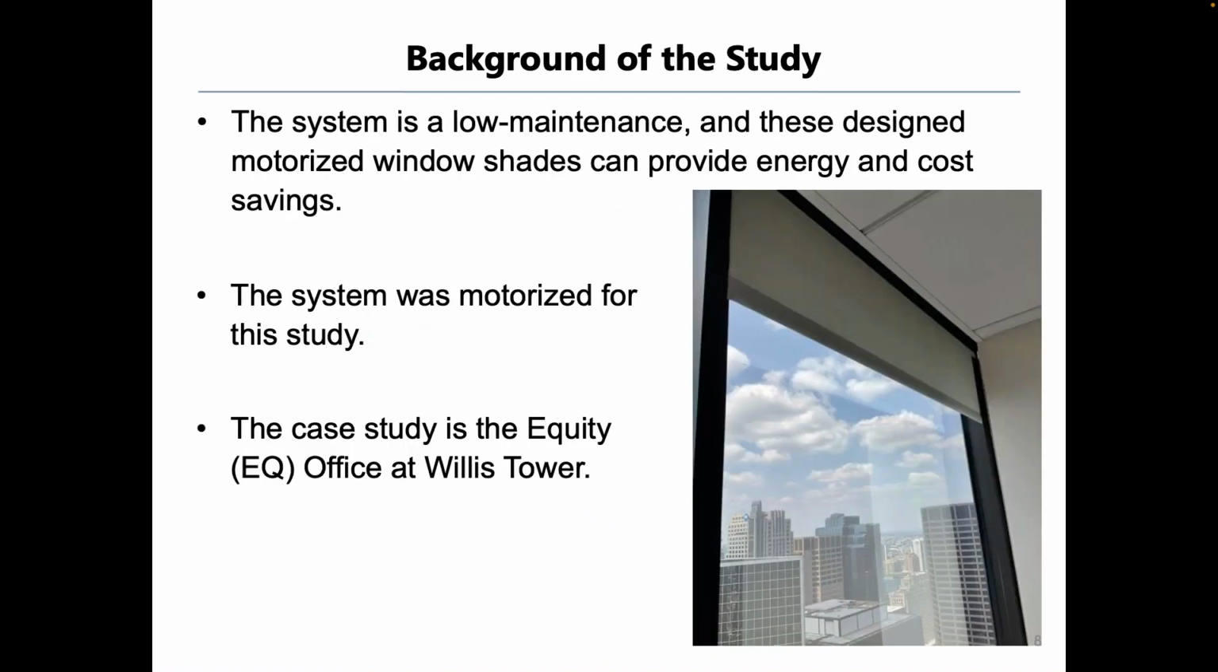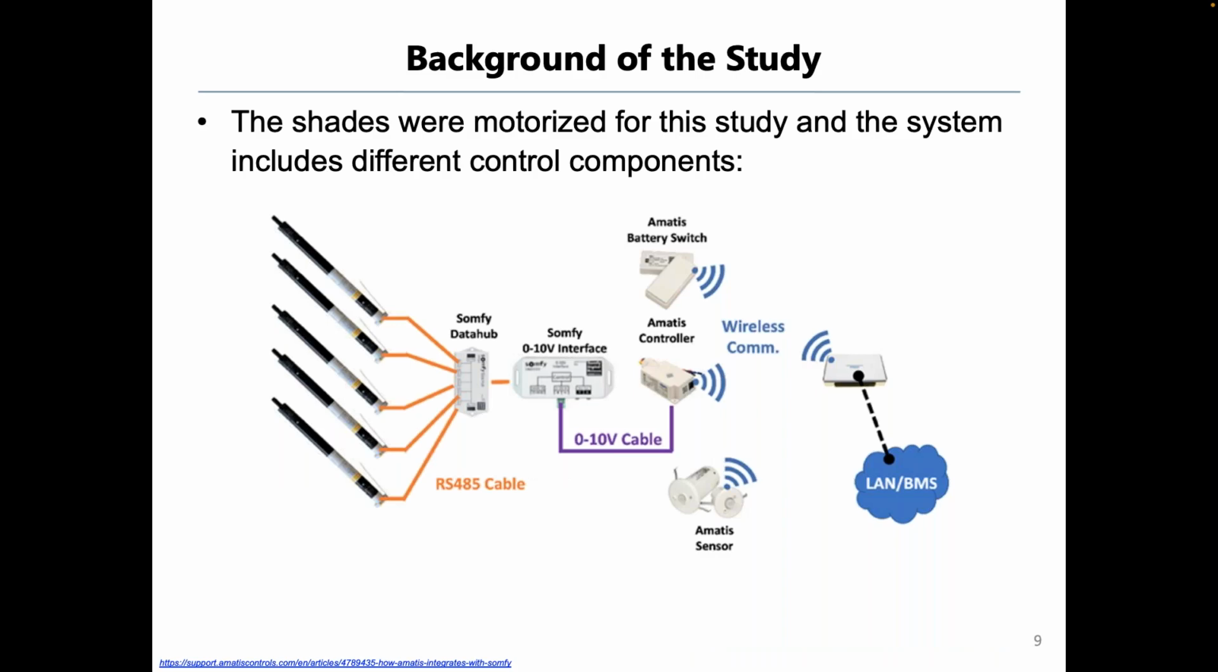The system is low maintenance. It's designed to be motorized, and if they are installed properly and controlled properly, they could provide energy and cost savings, as the results of this study indicated. For this study, the shades were motorized, and the case study is the EQ office at Willis Tower, and we'll provide more insight in the next few slides.